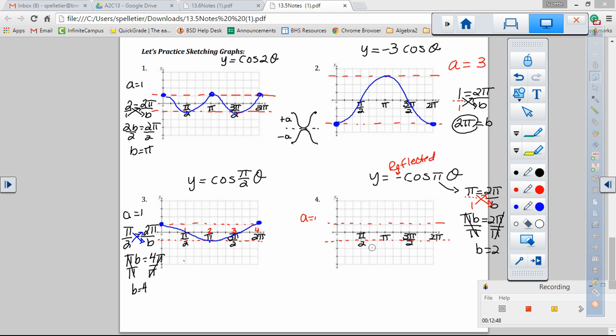Again, you can think about this like 1, 2, 3, 4. So let's mark off our beginning. Starts up here, and it's going to end at 2, because the period is 2. And halfway is where it makes the minimum. So we're going to go down and up, and you can do it again if you want to finish the graph, down and up.